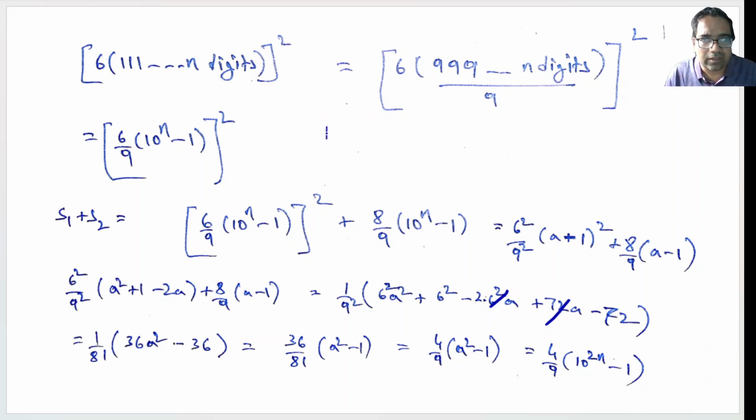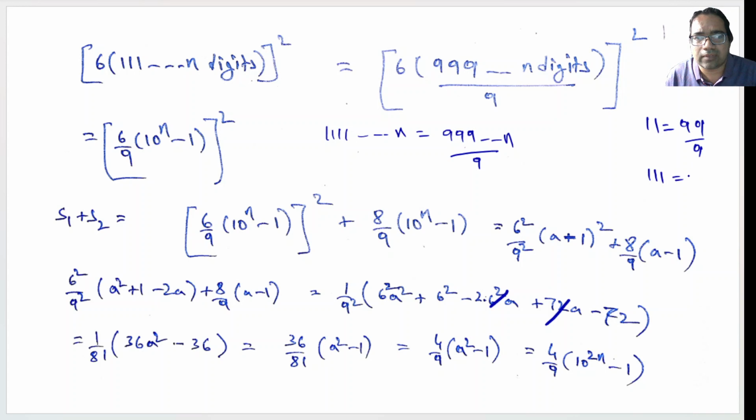If you are given a number like 1111 up to n, what we are doing, we are writing this as 9999 up to n by 9. This is one way of looking at it. So, for example, 11 is 99 by 9, triple one is 999 by 9. Likewise, however many ones there are, those many nines by nine.